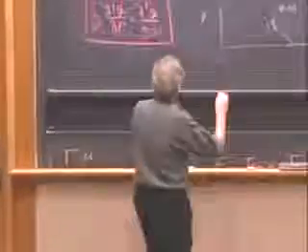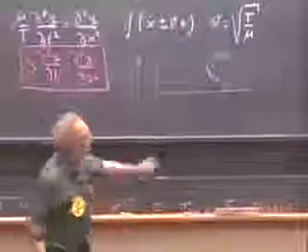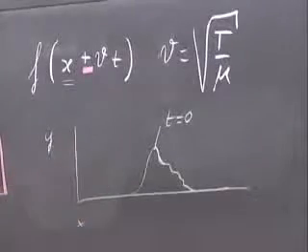Speed is always positive, right? And I want to know now, if I look a little later in time when there is a minus sign here, what that function looks like. So at t equals 0, I gave it to you. What will it look like a little bit later in time, if there's a minus sign there? Any suggestions?